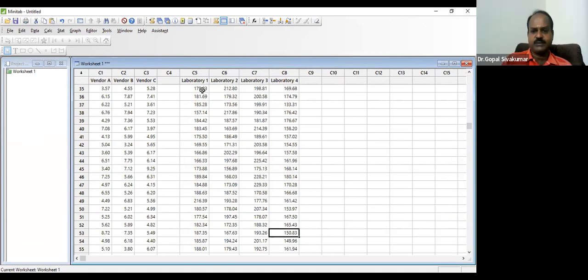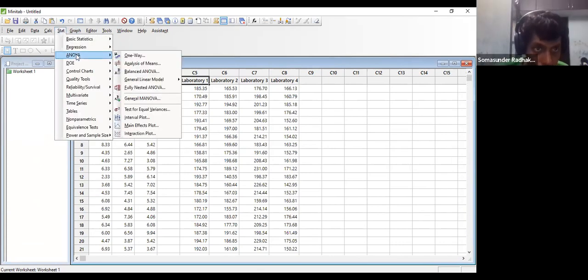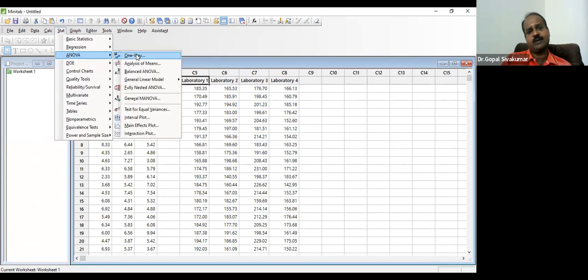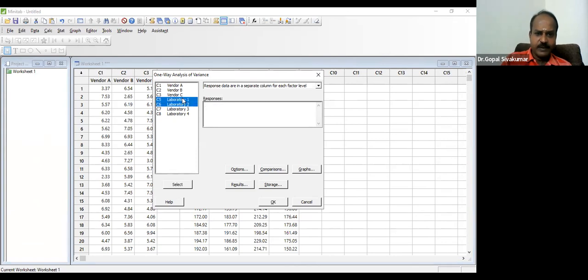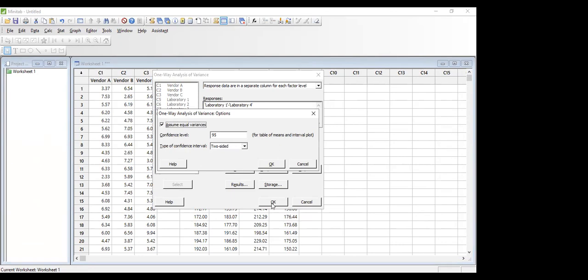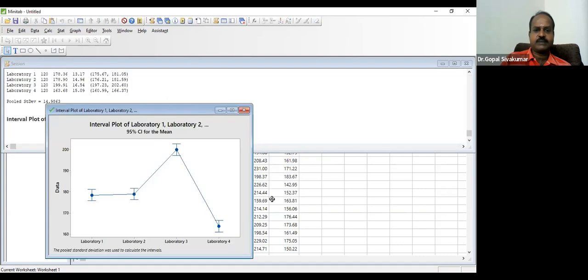So now what hypothesis testing should I do? ANOVA. Very good, beautiful. Go to Stat, go to ANOVA, and then one-way ANOVA. Response data are in separate columns. What columns should I choose? C5, C6, C7, C8, and I have to select them. For ANOVA, the assumption is that variances are equal, so equal variance. Okay. Now the testing is done.